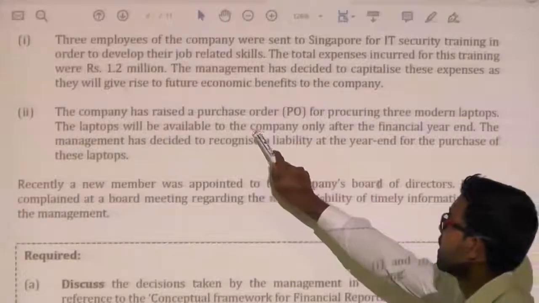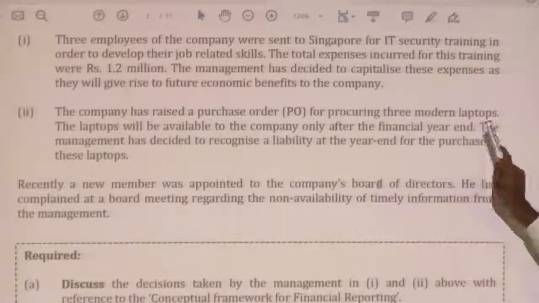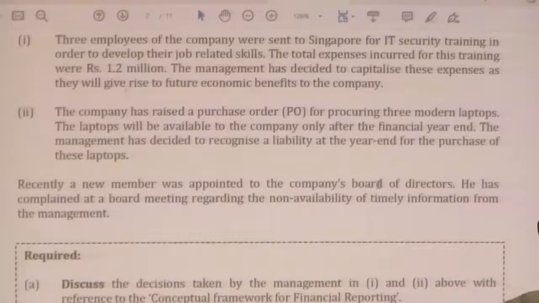But assets will be available after the financial year end. At the end of the financial year, can you recognize this as an asset? That's the problem. Now you have to use the conceptual framework.